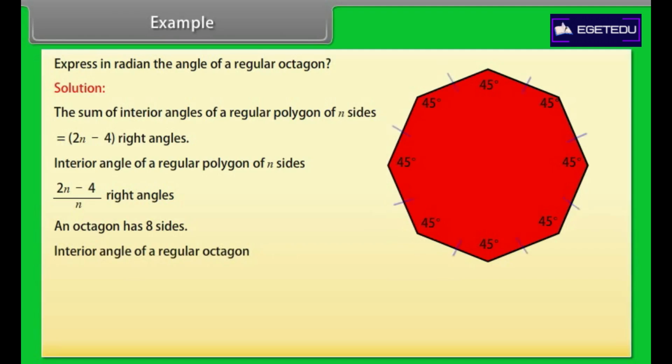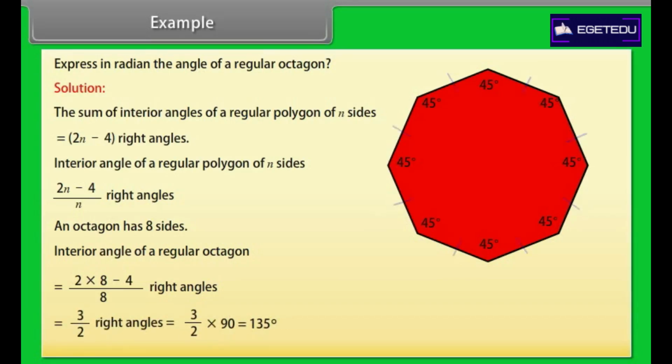Interior angle of a regular octagon is equal to 2 into 8-4 whole upon 8 right angles. 3/2 right angles is equal to 3/2 into 90 is equal to 135 degree. 180 degree is equal to pi radian. 135 degree is equal to pi by 180 into 135 radian is equal to 3 pi by 4 radian.